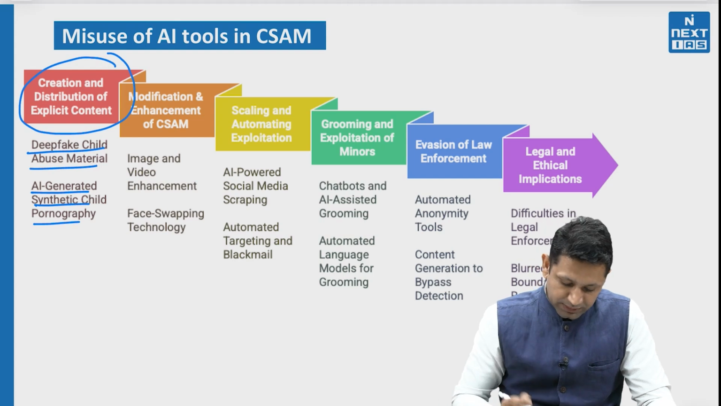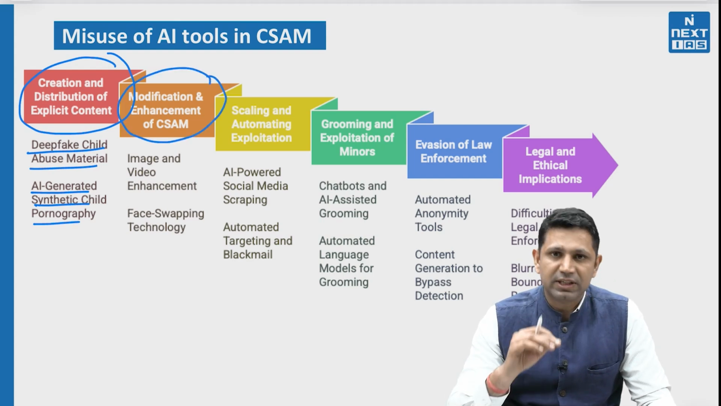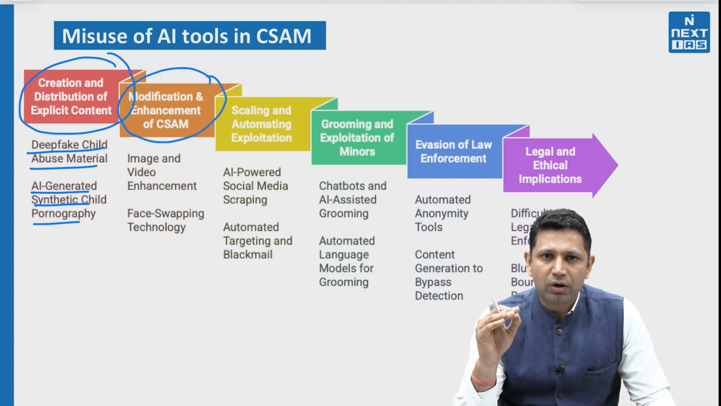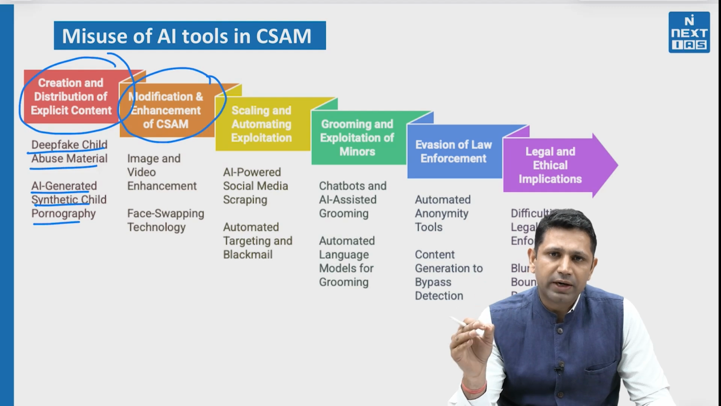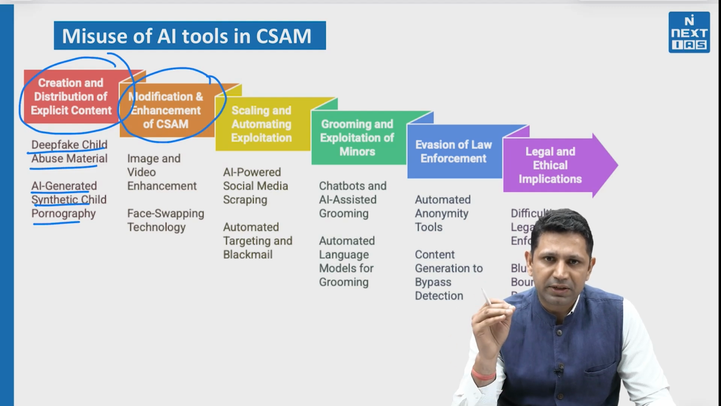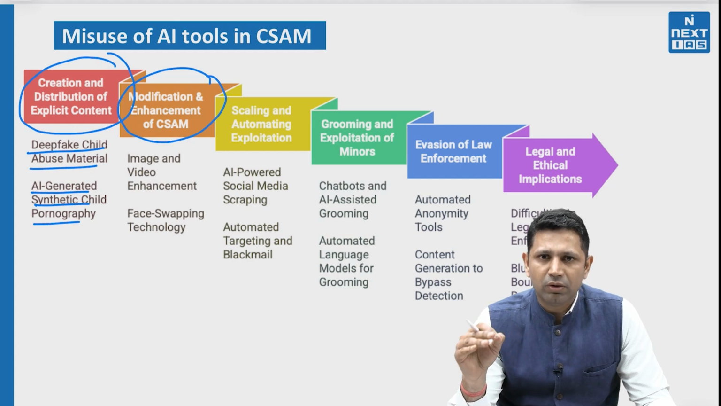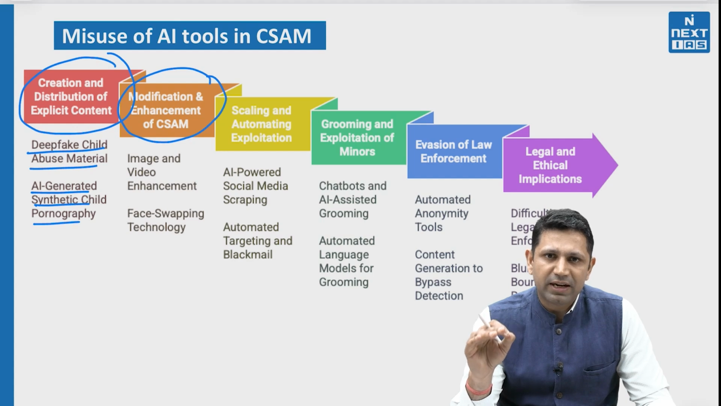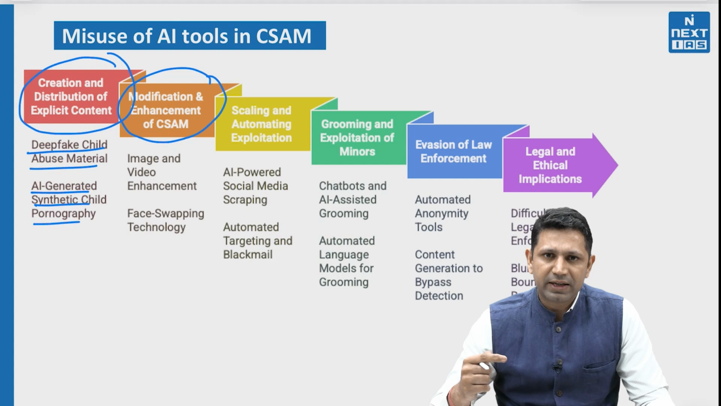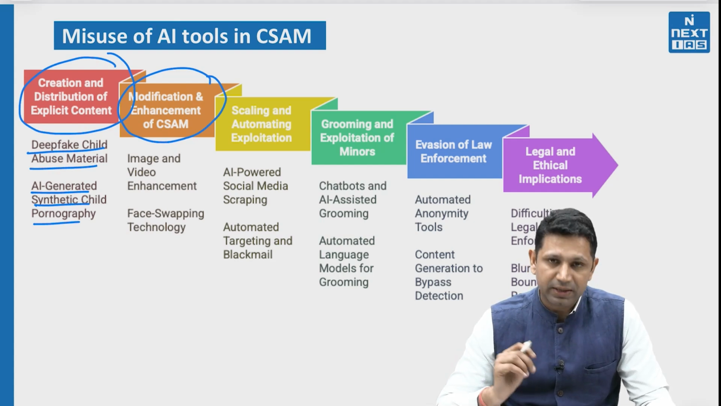The second problem is the modification and enhancement of CSAM. Already a lot of child pornography is in circulation in society. With the help of AI, there can be video and image enhancement of that. Because of that enhancement, it can be recirculated and it can become viral again. So it is again a new problem that AI can create for us.